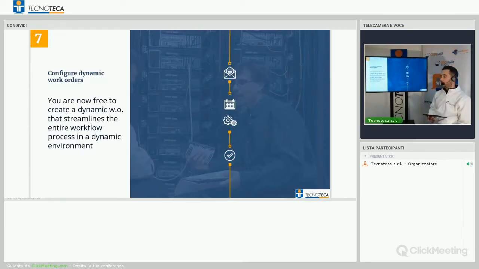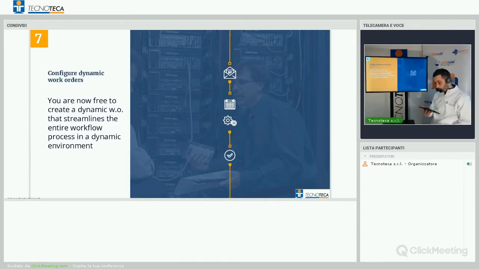We also worked hard, as I said before, on the dynamic work orders. You can now create dynamic work orders that streamline the entire workflow process in a dynamic environment. During the workflow, you can either follow a predefined path, or you can add new fields during the workflow itself, so the work orders that are generated follow different paths, for example, from a list that you choose. We're going to see how this works in just a second, as soon as I get my hands on the keyboard.